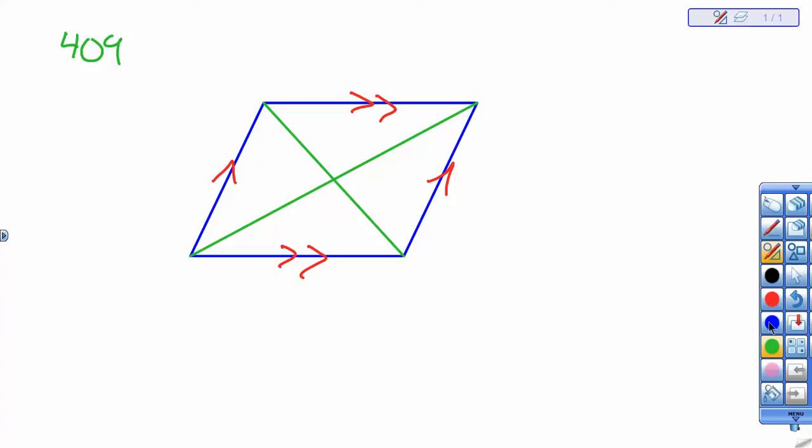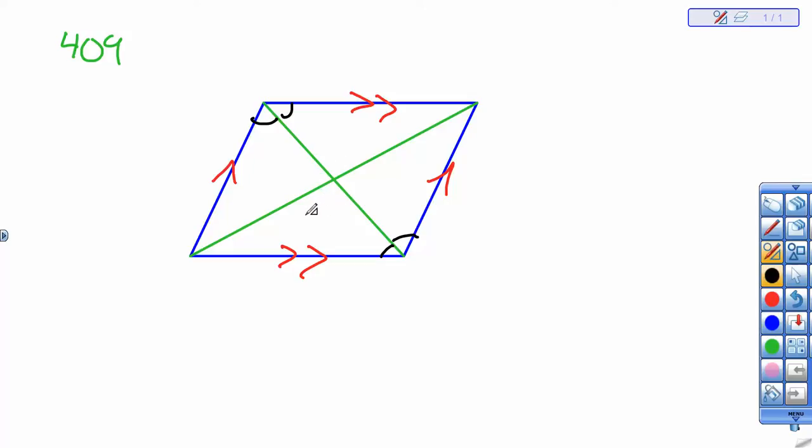So basically what that would tell us is that this angle and this angle are congruent, and this angle and this angle are congruent. But that doesn't help us because we're not given any angles. So 645 is out.